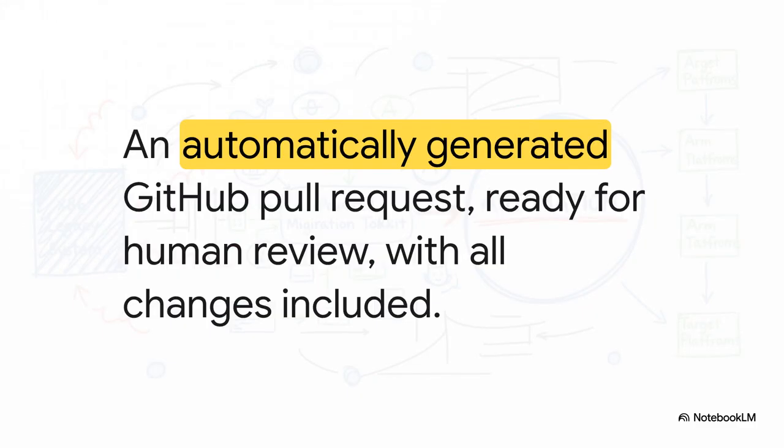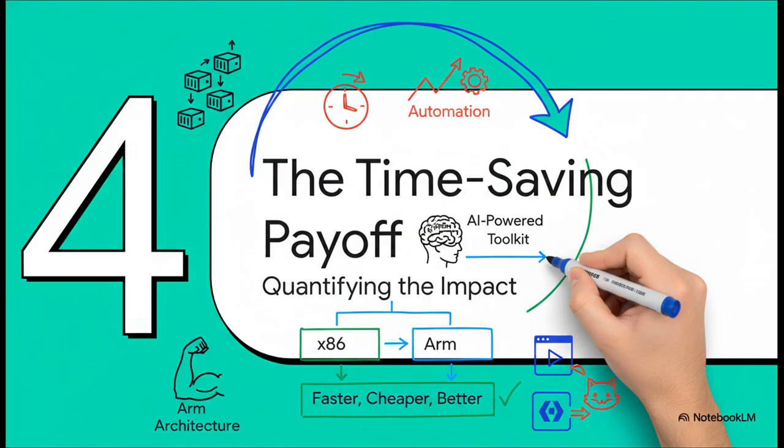And what's the grand finale? It's this, a perfect, automatically generated GitHub pull request. It's totally ready for a human to review, and inside, you've got the modernized Dockerfile and the completely refactored C++ code. Done.